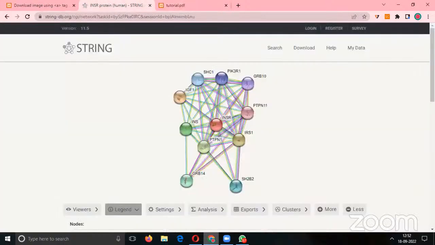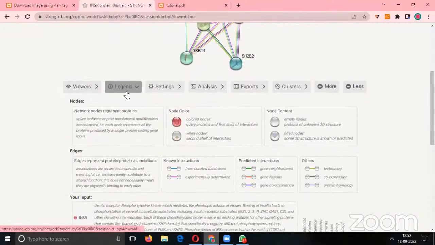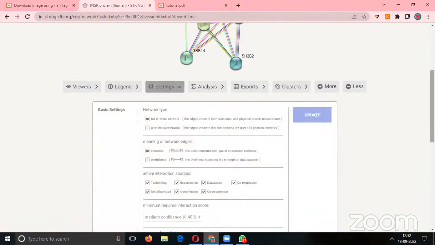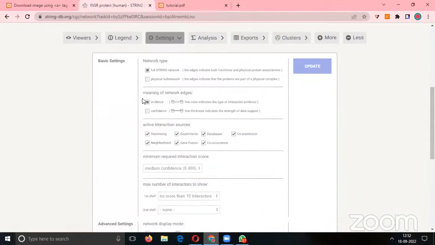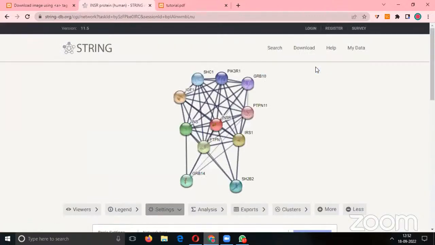Under the network, you see different tabs called viewers, legend, settings, analysis, exports, clusters, more and less. So go to settings and change the meaning of network edges. The second option given in the basic settings, click confidence. In the meaning of network edges section, change it, like we are changing and observing how the network changes. Enable this option confidence and click the button update.